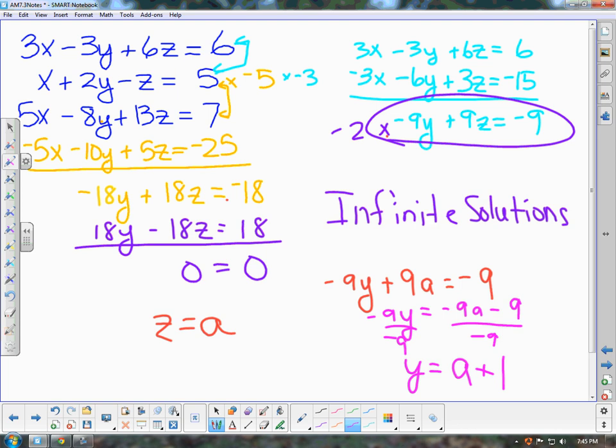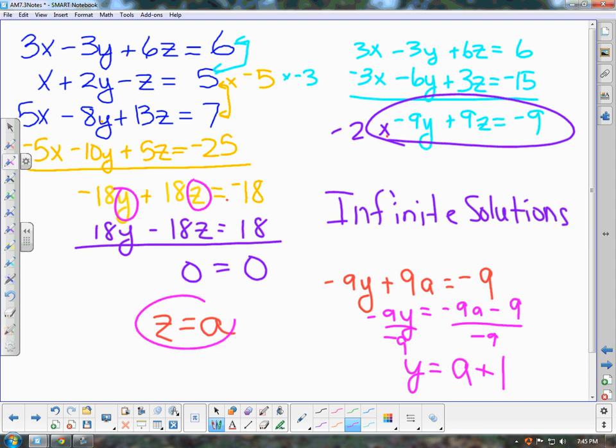Now, why do you have to say z equals a? Well, you don't have to say z equals a. You just have to pick one of the variables that you're down to two with. Pick either one of them. You could have said y equals a, and then solve for z. Typically, though, you'll see z solved for. Set z equal to a.